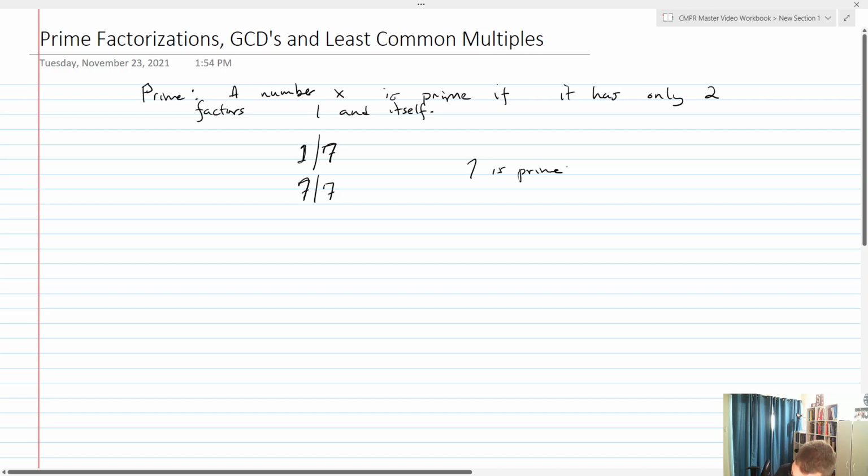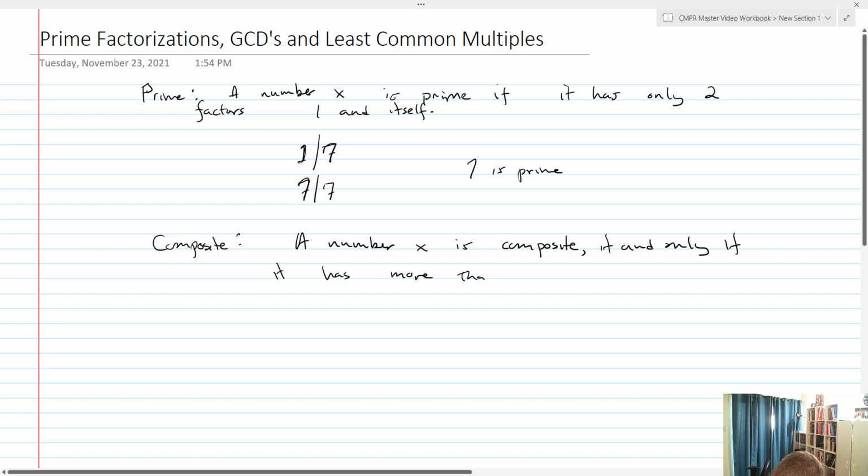On the other hand, we have this idea of what it means to be composite. A number x is composite if and only if it has more than two factors. Okay? So it's already got 1 and itself. That's always going to happen, right?